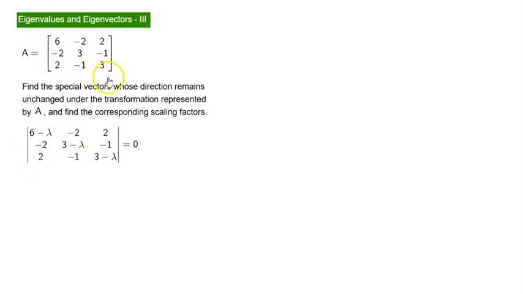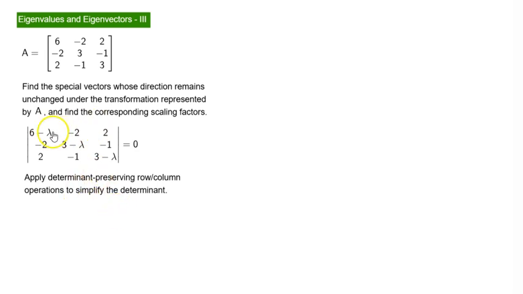Lambda I is going to be everywhere 0 except in the diagonal. We will have lambdas. So 6 minus lambda, 3 minus lambda, and 3 minus lambda. Now we reduce this determinant. So apply determinant preserving row column operations to simplify the determinant. So we start reducing it.